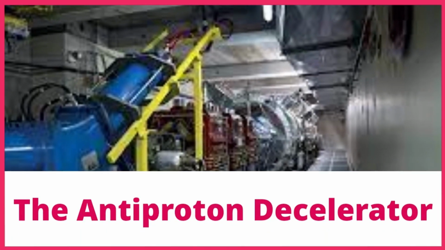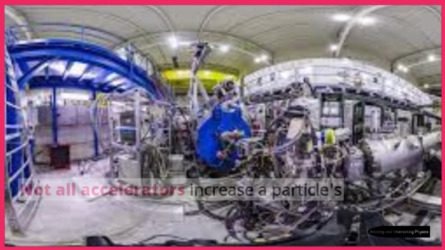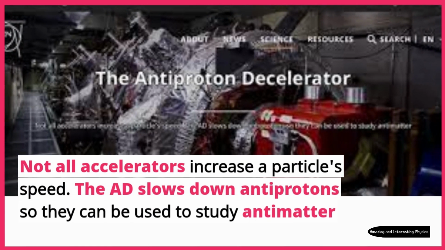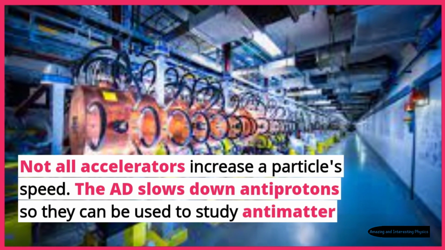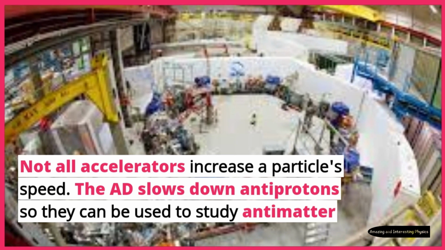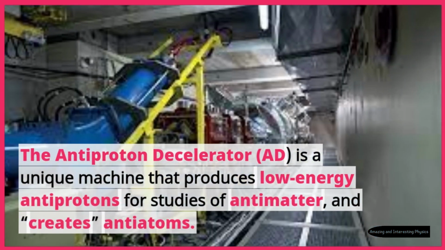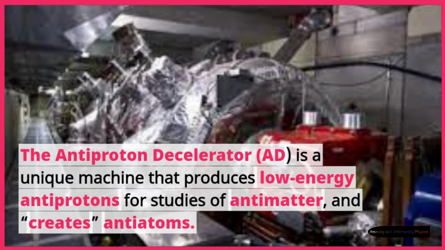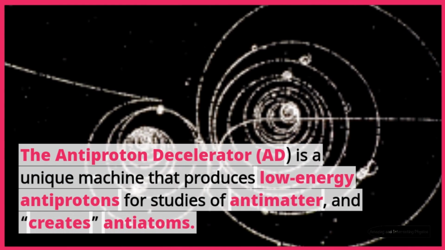The antiproton decelerator. Not all accelerators increase a particle's speed. The AD slows down antiprotons so they can be used to study antimatter. The Antiproton Decelerator, AD, is a unique machine that produces low-energy antiprotons for studies of antimatter, and creates antiatoms.